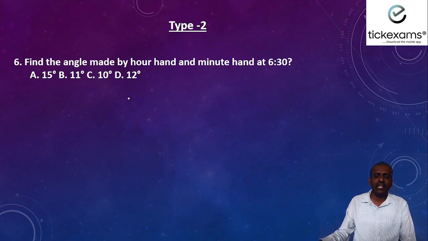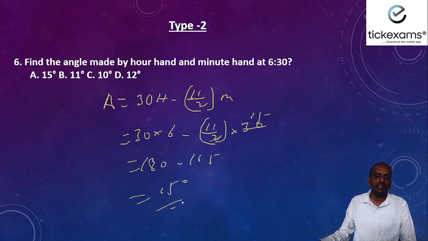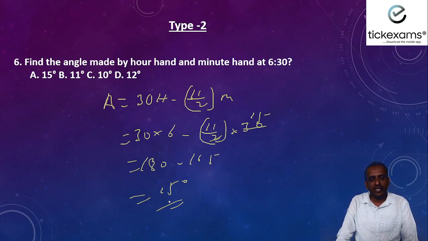Find the angle made by hour hand and minute hand at 6:30. Second half, so A is equal to 30 h minus 11 by 2 m. So 30 into 6 minus 11 by 2 into m, which is 30. 11 by 2 into 30 is 165, so this will be 180 minus 165, which is 15 degrees. So these are quite simple problems where you can just substitute the given values and find the angles.